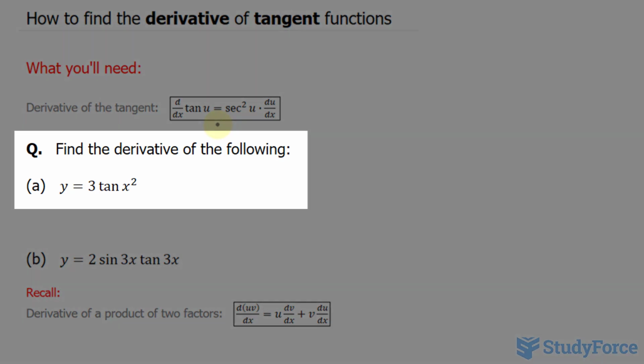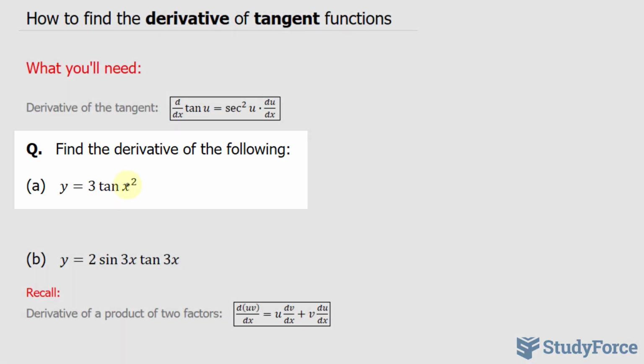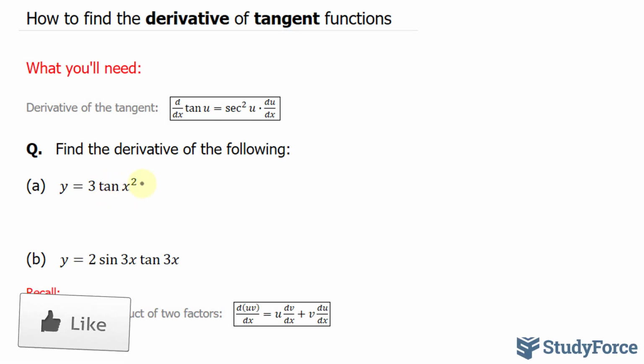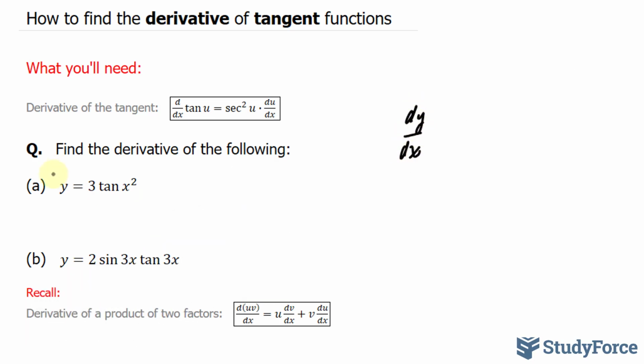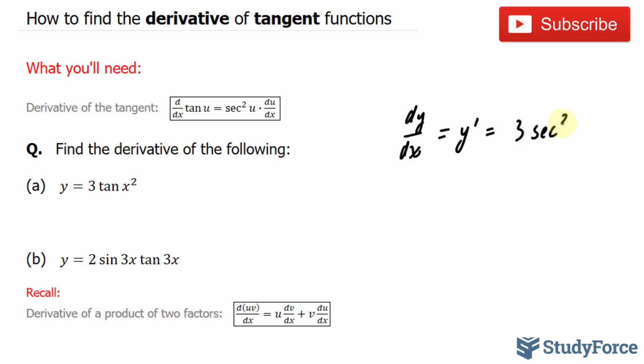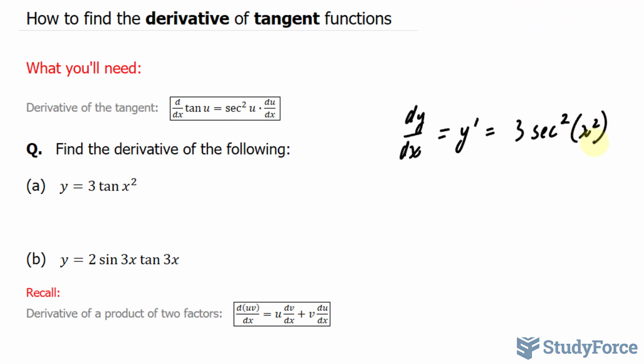Let's start with question A. Y is equal to 3 times tangent x squared. It's important to know that this squared doesn't belong to the tangent, it actually belongs to this x. So to begin answering this, I'll write down dy over dx. I took the derivative of y with respect to x, which gives me that, or simply y prime is equal to 3 secant squared. My u, technically here, is x squared, and I'll find the derivative of x squared, which is 2x.